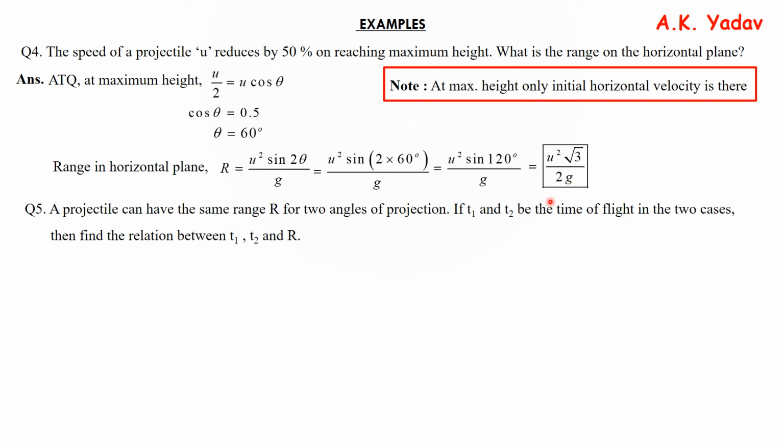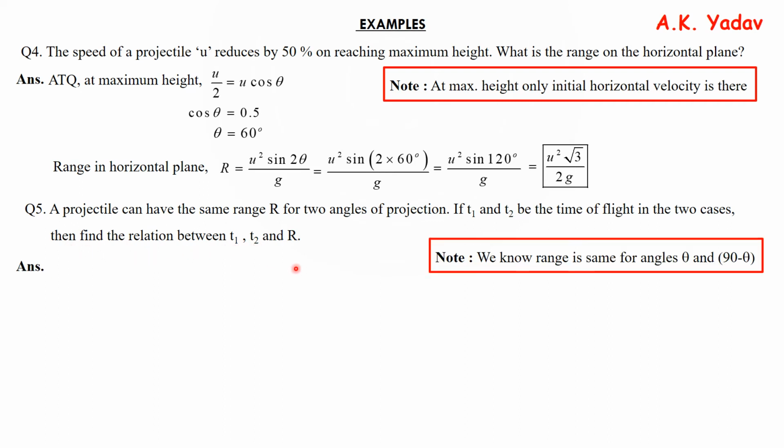Question number 5. A projectile can have the same range r for two angles of projection. This we have just derived. If t1 and t2 are the times of flight in the two cases, find the relation between t1, t2 and r. We know range is the same for angles theta and 90 minus theta. Now, what is the time of flight for angle theta? We call this t1, which equals 2u sine theta upon g.